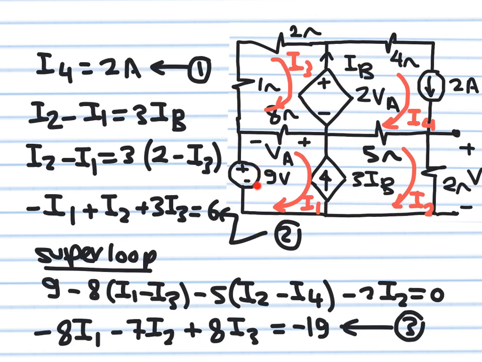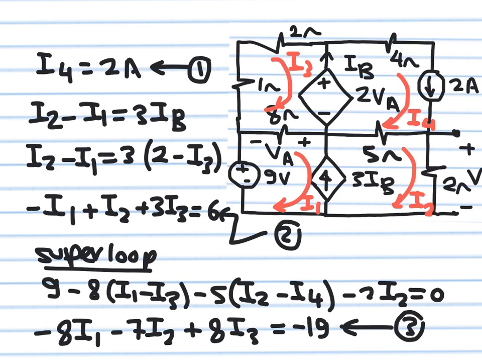So negative, positive, so plus 9 volts, positive, negative, minus 8(I1 minus I3). So this is the one I have here. Okay, let's continue. This is I4, this is I2. If I assume the drop is positive, negative, then I'm going to see minus 5(I2 minus I4).